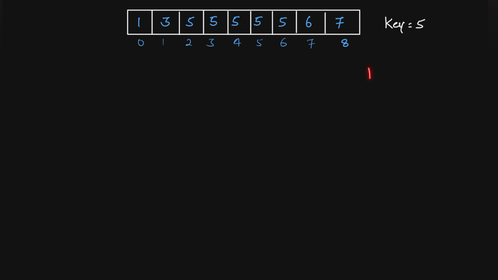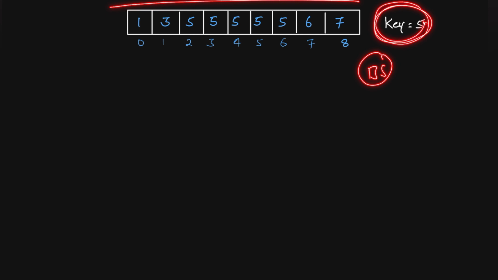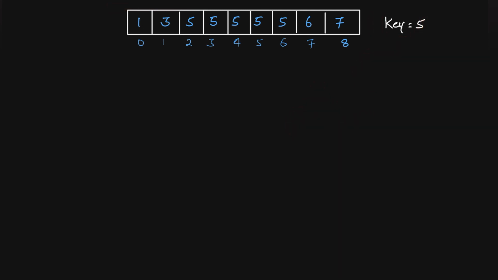So we will be using binary search to solve this question, since my data is in sorted order and I need to find whether this key is present, and if it is present, I need to find the first and the last position of that particular key. So let's try to implement binary search with a slight modification.